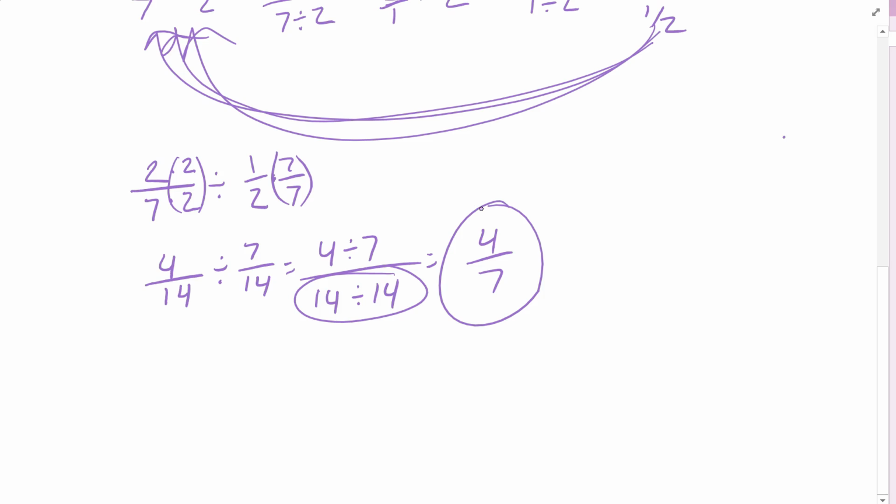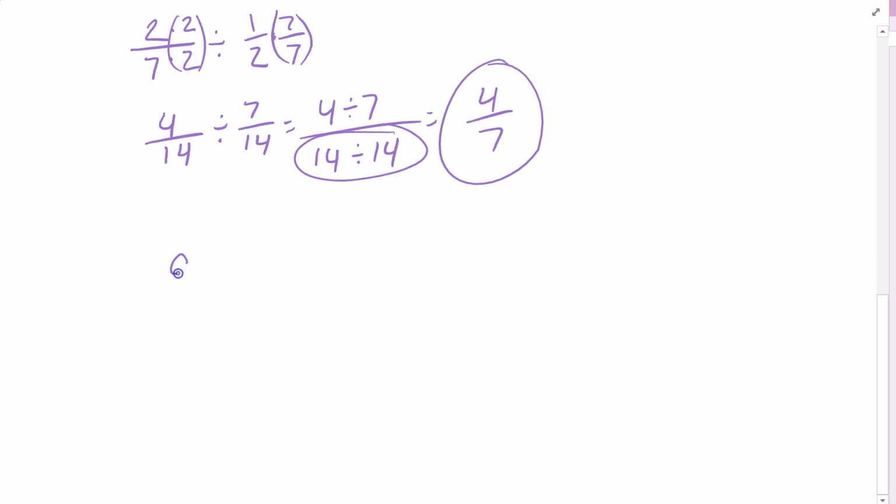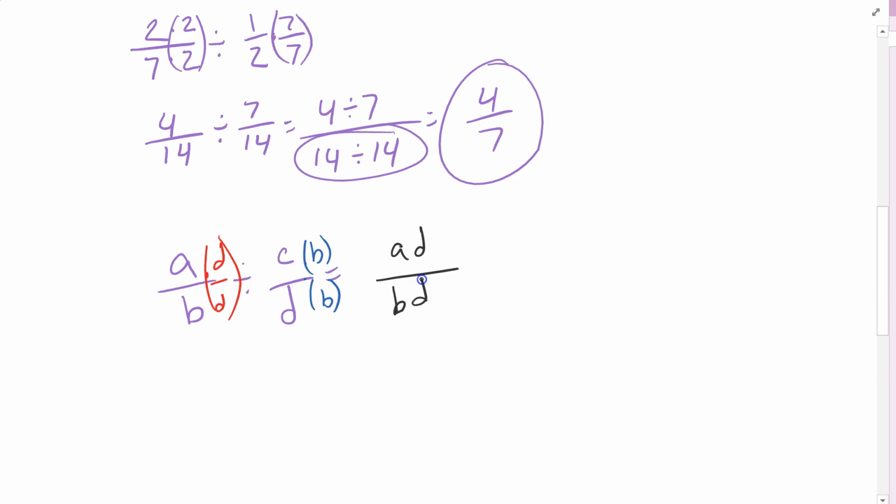And we can take this one step further and kind of come up with a formula. If I have a fraction a/b divided by c/d, I could always find the common denominator by multiplying the first fraction by the top and bottom of the second fraction's denominator. And I could do the same thing with the second fraction and multiply top and bottom of the second fraction by the first fraction's denominator. So what do we get here? We have AD divided by BD divided by CB divided by DB.